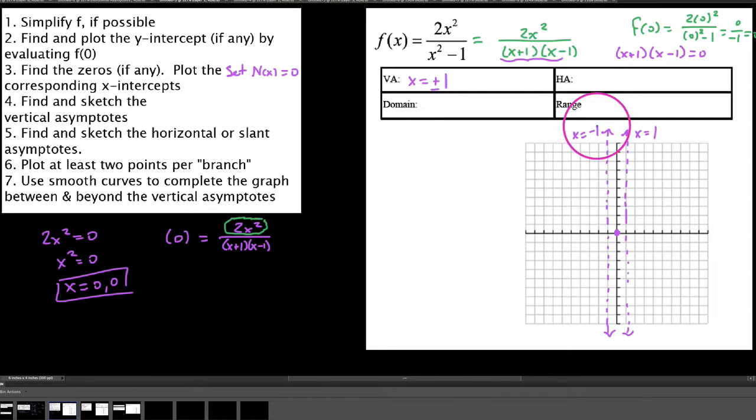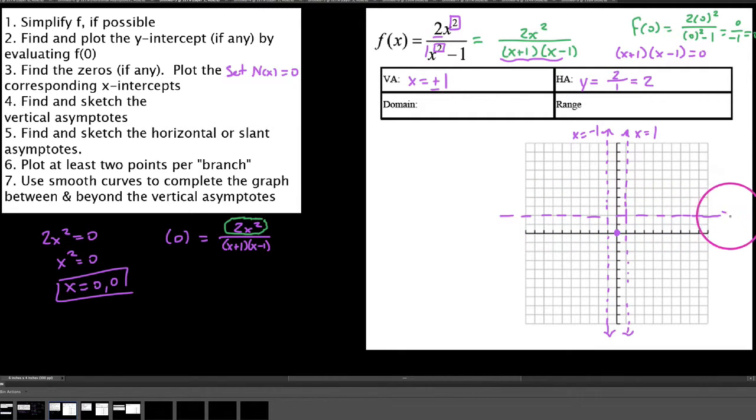I like to label them out of the way. So next up is our horizontal asymptote. For the horizontal asymptote, we're looking at the degree of the top compared to the degree of the bottom. And what I notice in this situation is that the degrees are balanced. So remember that if the degrees are balanced, we get y equals the ratio of the leading coefficients, where our leading coefficient on the top and on the bottom are 2 and 1 respectively. So we're going to get a horizontal asymptote at y equals 2.